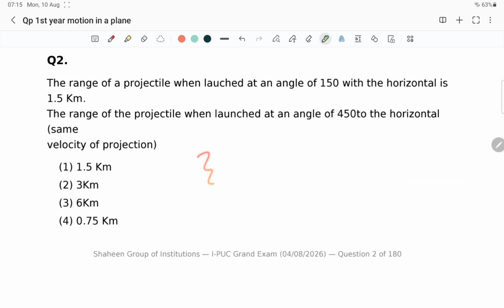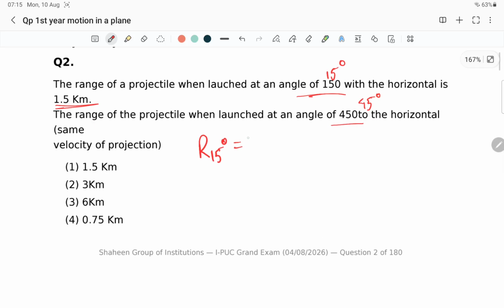So you have your next question. The range of a projectile when launched at an angle, this is 15 degree, with the horizontal is 1.5 kilometer. The range of projectile at an angle 45 degree to the horizontal, same velocity of projection. He clearly says the velocity of projection is same. What is given? R when 15 degree is given, that is given by u square sine 2 theta by g.